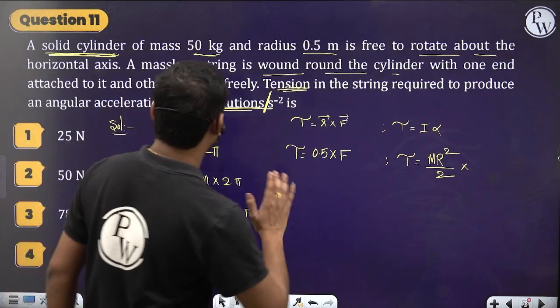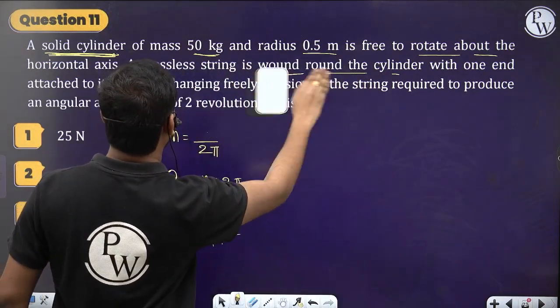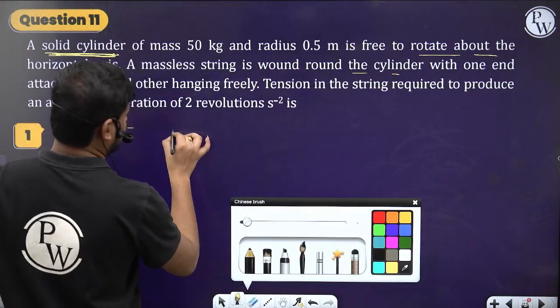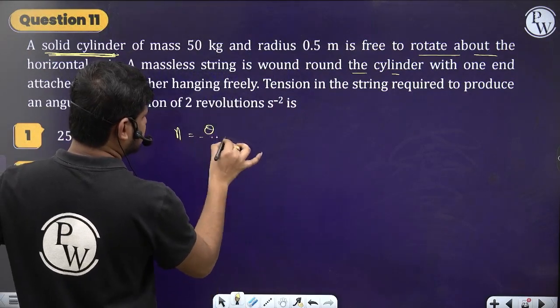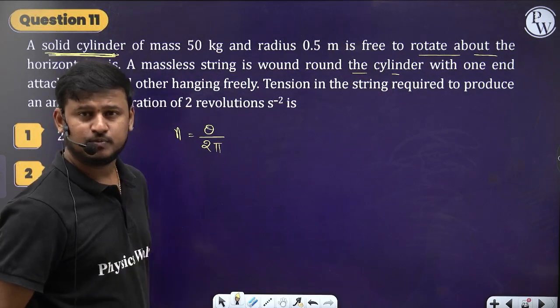Yes, guys. So the question is correct only. My bad, actually. It's not 2 pi, it's 2 only. I thought it was 2 pi in the question, but it's 2 pi only in the sense of the same concept I explained. So theta equals 2 pi n, n equals theta by 2 pi, right?